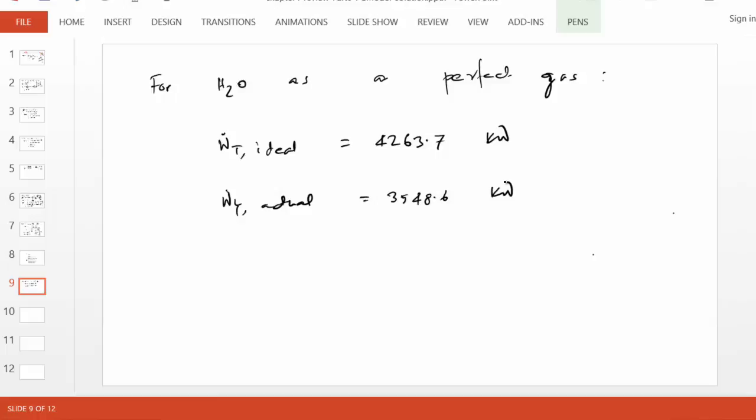Both are way more than what the air turbine produces under the same conditions. So anyway, we'll keep this in the background, and when we solve the problem with a PC model, we would like to see what the more accurate answers are.